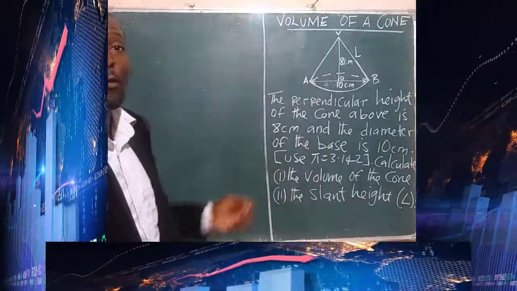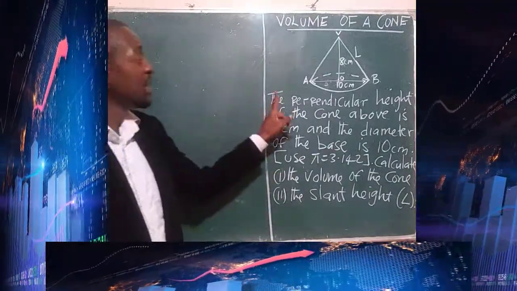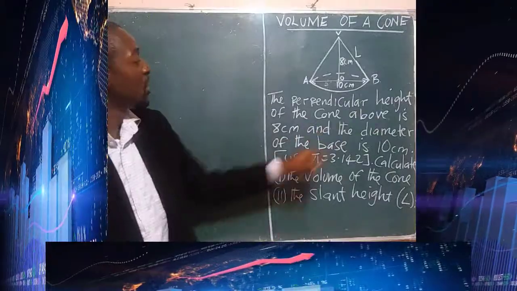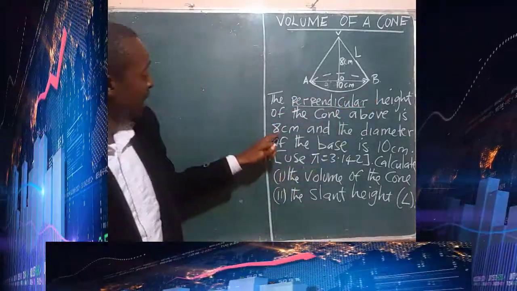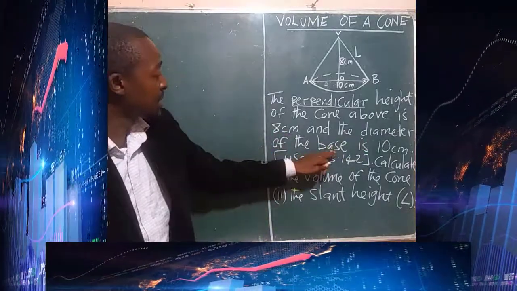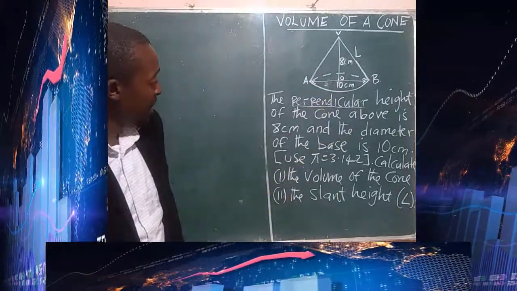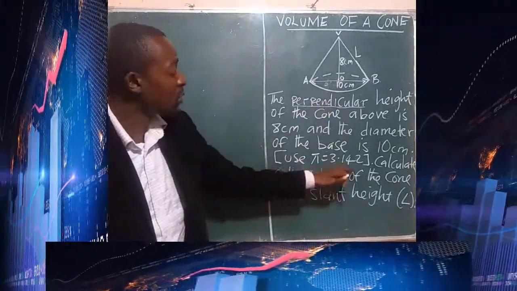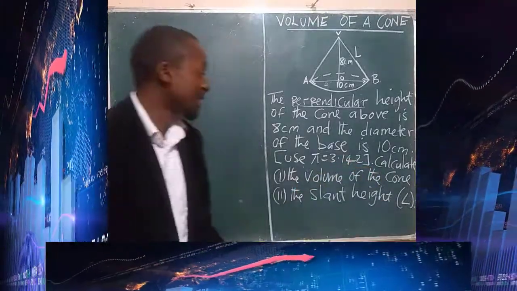So I'll write down the formula that we are going to use for the first question. The question says the perpendicular height of the cone is 8 centimeters, and the diameter of the base is 10 centimeters. We can see the numbers here. Use pi is equal to 3.142. Calculate the volume of the cone. That is the first question.